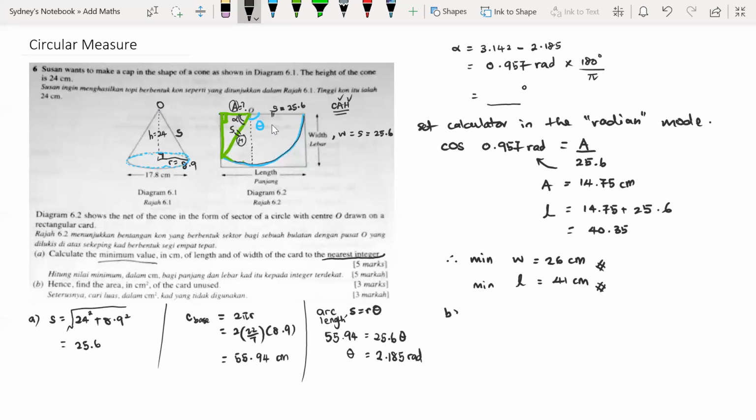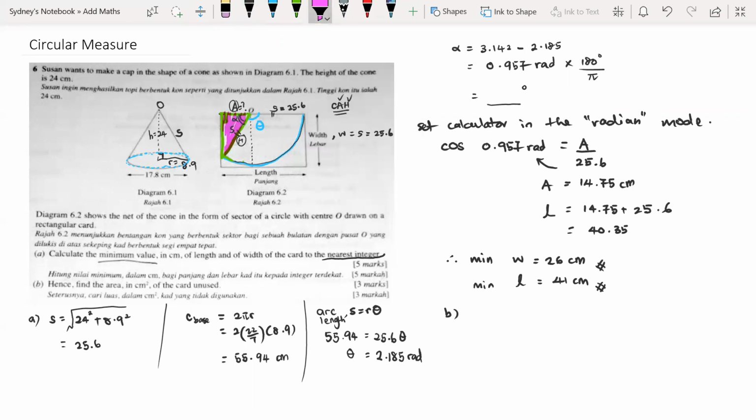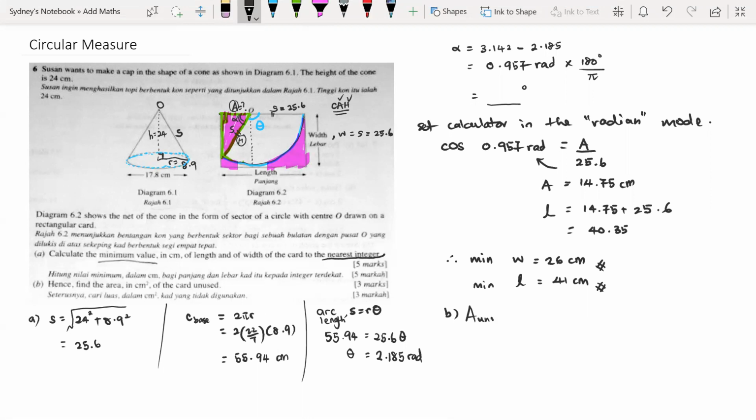Now B, we need to find the area of the cut unused. So the unused part will be here, this part. These are the unused parts. So we need to find this. How do we find the unused part? That will be the area of the unused part. It will be the area of the rectangle minus the area of the sector.